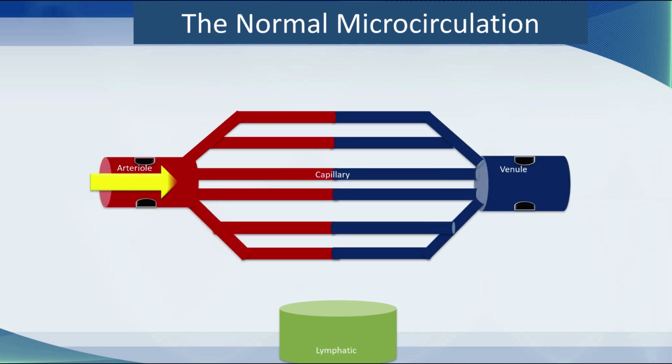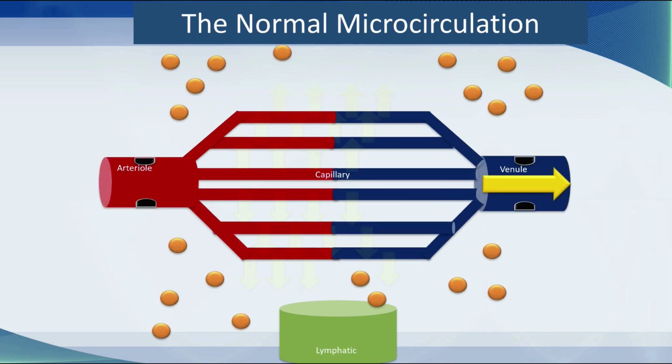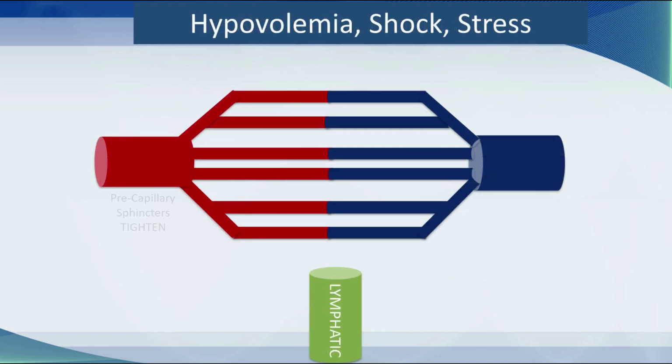Normally, fluid flows through the microcirculation and a small amount of fluid extravasates into the interstitium. That small amount of extravasated fluid is mopped up by the lymphatics. Most of the fluid that goes into the microcirculation travels into the venules. In states of hypovolemia, stress or shock, the effect of all of these vasopressor drugs, epinephrine and norepinephrine in particular, is to tighten up the pre and post capillary sphincters, and then of course the microcirculation shuts down.